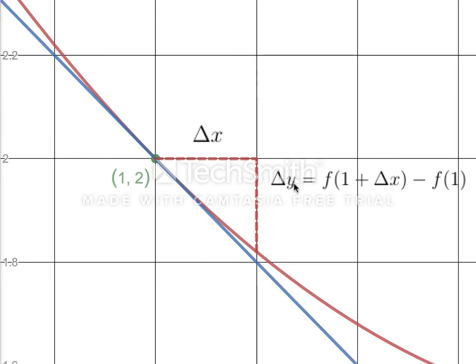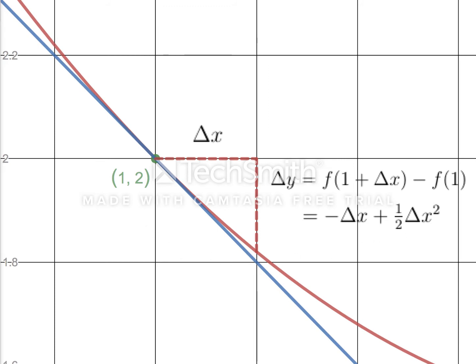So the change in y, so if I go over delta x, the change in y and how far I would go down to hit the curve would be f of 1 plus delta x minus f of 1, which we know, as we calculated earlier, is negative delta x plus 1/2 delta x squared. So that's how much we truly would go down if we make a change in x of, in our case, 0.2, but any change of x would satisfy this equation.